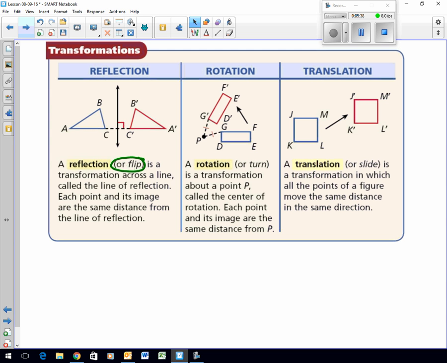A rotation or a turn. A rotation is a turn about a point P, which is called the center of rotation. Each point and its image are the same distance from P. So if I tell you something rotates, what does it do?